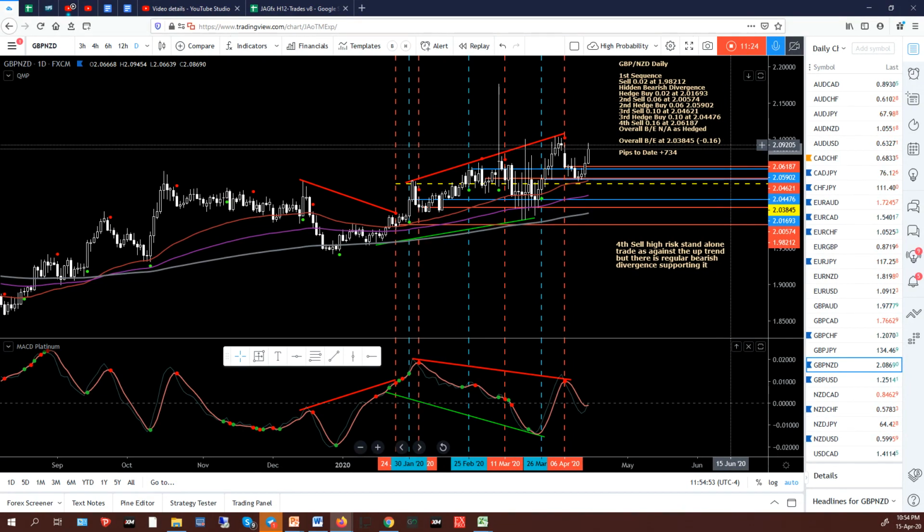So GBPNZD, because I'm saying I'm hedged there, and there's nothing else to say. I've got another trade on, so it should be hedged, but I've got a break even on there. All right, I'll check that out and get back to you.